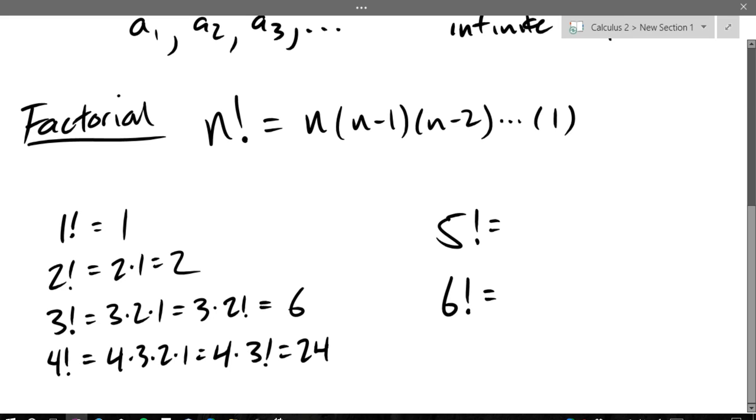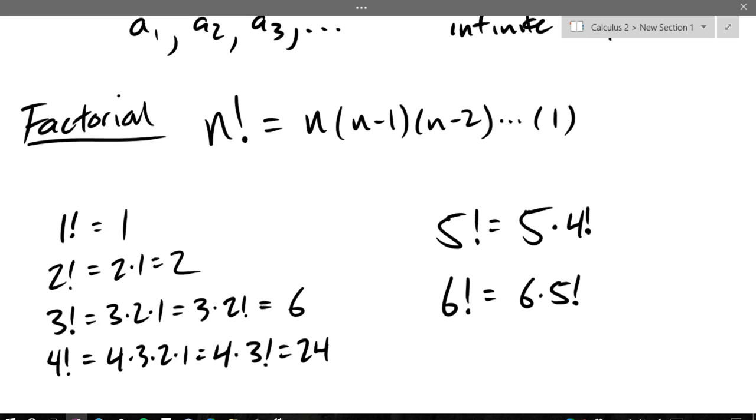All right, so let's get 5 factorial and 6 factorial right now. Use the property: 5 times 4 factorial, and then 6 will be 6 times 5 factorial. So basically you're factoring out the first term. So go ahead and get 5 factorial and 6 factorial. A little multiplication practice.